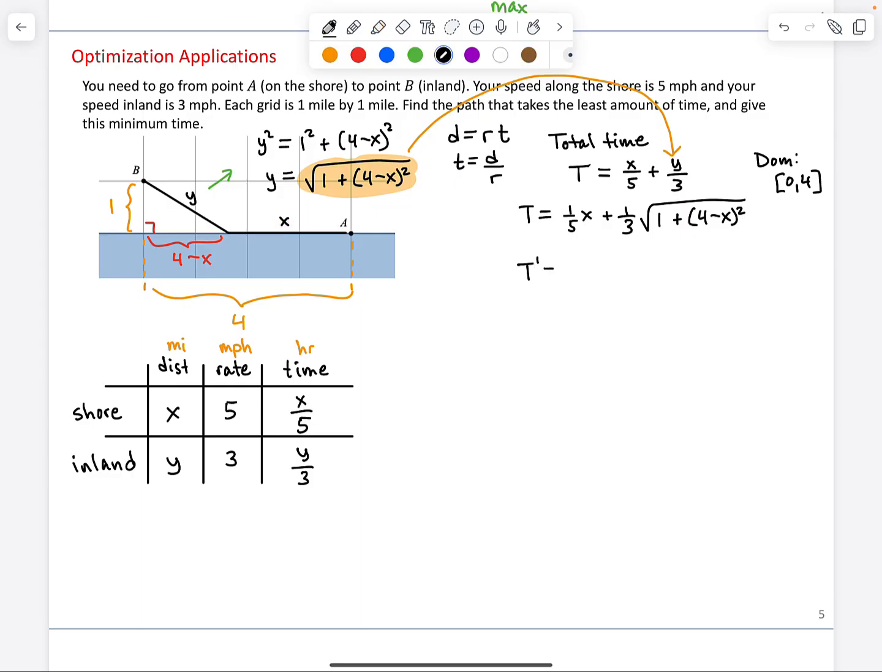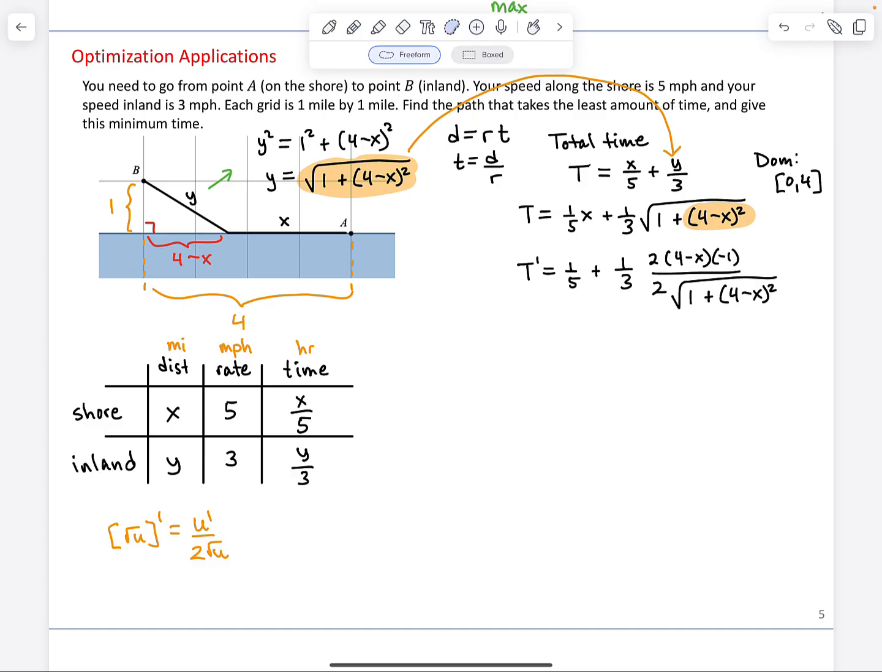Now we're ready for a derivative. T prime will be equal to 1/5 plus 1/3, and now we need to differentiate this radical. Recall that when you differentiate the square root of u, using the generalized power rule, you wind up getting u prime over 2 square roots of u. So in the numerator, I need to put the derivative of what's inside the radical, which is called the radicand. The derivative of the 1 will be 0. I do need to differentiate this part using the generalized power rule. So I would get 2 times (4 minus x) raised to the 1 power, and then times the derivative of the inside, which is negative 1. And all of this will be over 2 times the square root of the original function.